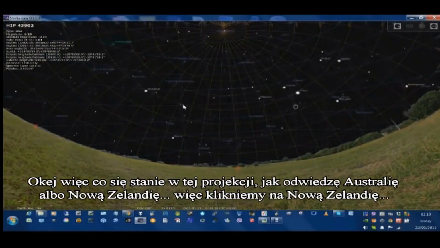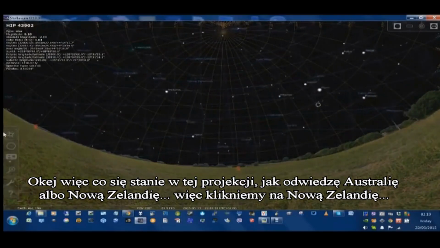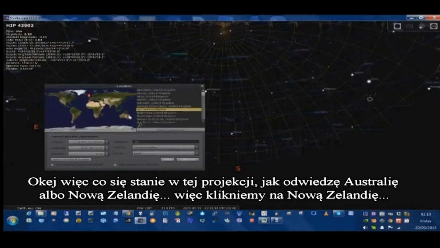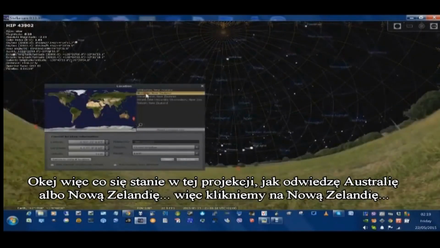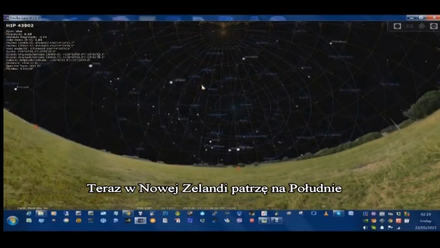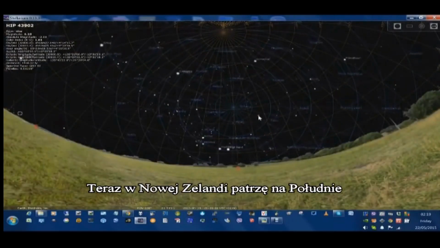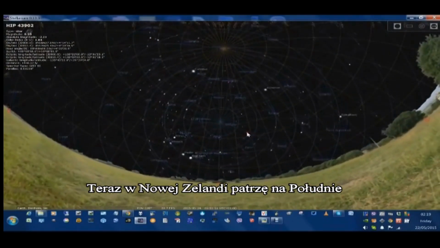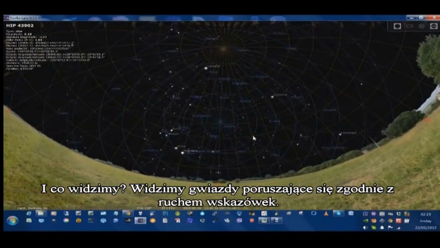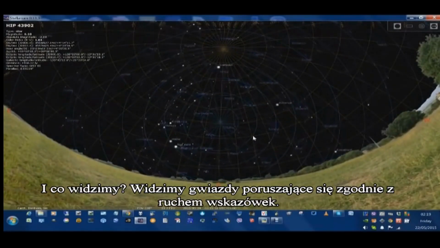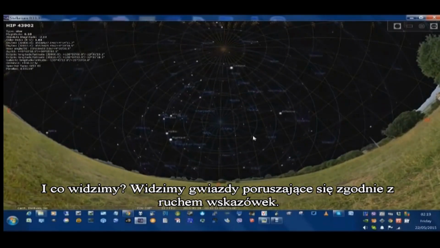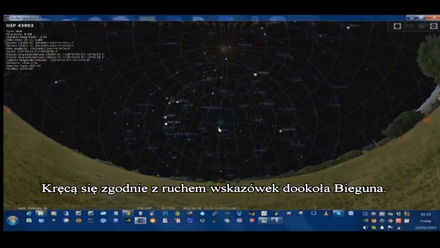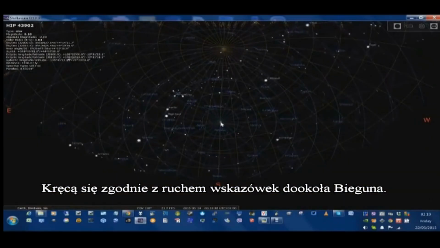It's a sort of flow of stars here from left to right. Okay, so what happens in this projection if I visit Australia or New Zealand? So we'll click down to New Zealand, and in New Zealand I'm now going to face, so at the moment I'm facing south. Okay, so in New Zealand facing south, what do we see? We see the stars rotating clockwise, and I'm facing south, and they're rotating clockwise around the pole there.